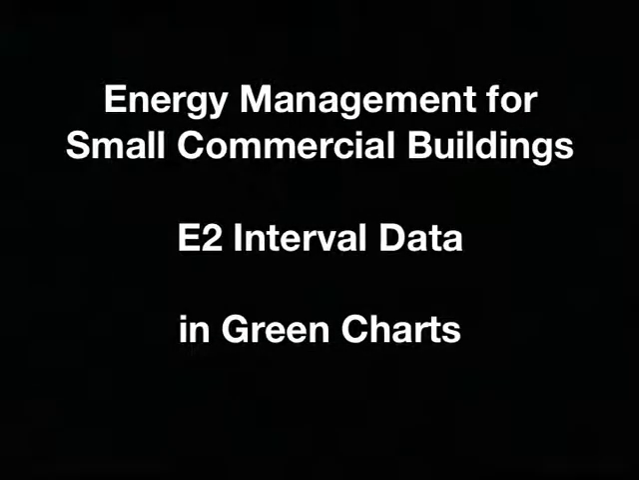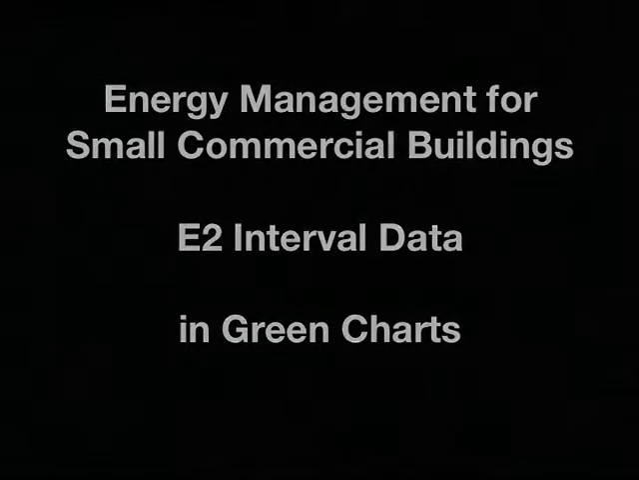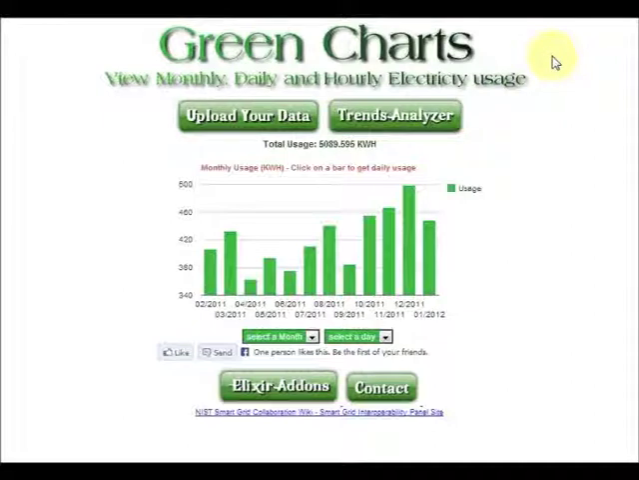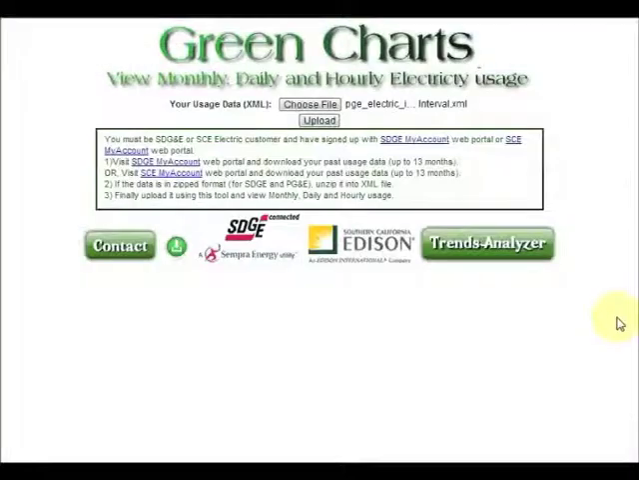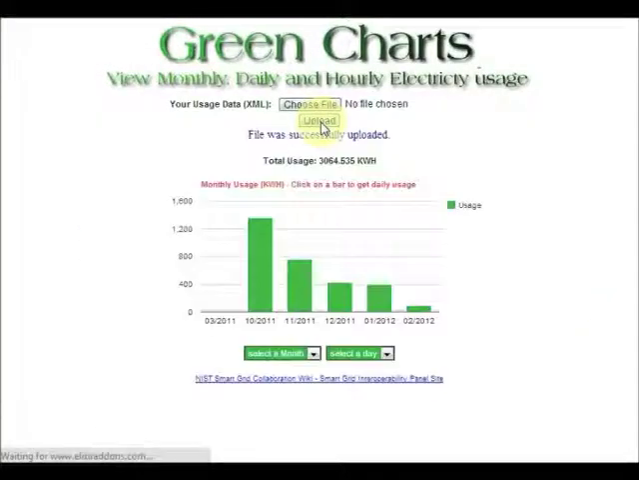In this segment, we're going to use an online tool called Green Charts to visualize interval data for element 2. Once you have the interval data file for your building in the XML format, you need to upload the data file to the website. Click on Upload Your Data, then find your data file on your computer. If the file is uploaded successfully, you should see the monthly electricity use plotted.